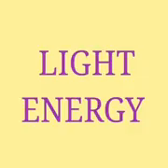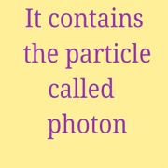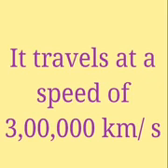Okay, now we learn about light energy. Do you know about light energy? How can it travel? Okay, light is a form of energy which travels in the form of waves. It contains particles called photons, which are minute packets of energy. It is the only form of energy visible to the human eye. Light does not require any medium to travel. It travels at a speed of 3 lakh km per second. Sunlight takes 8 minutes to reach Earth.